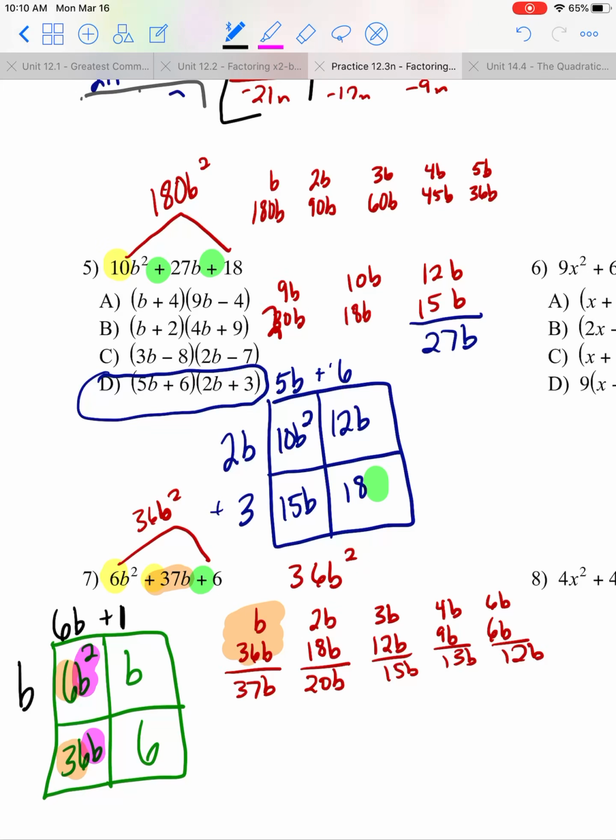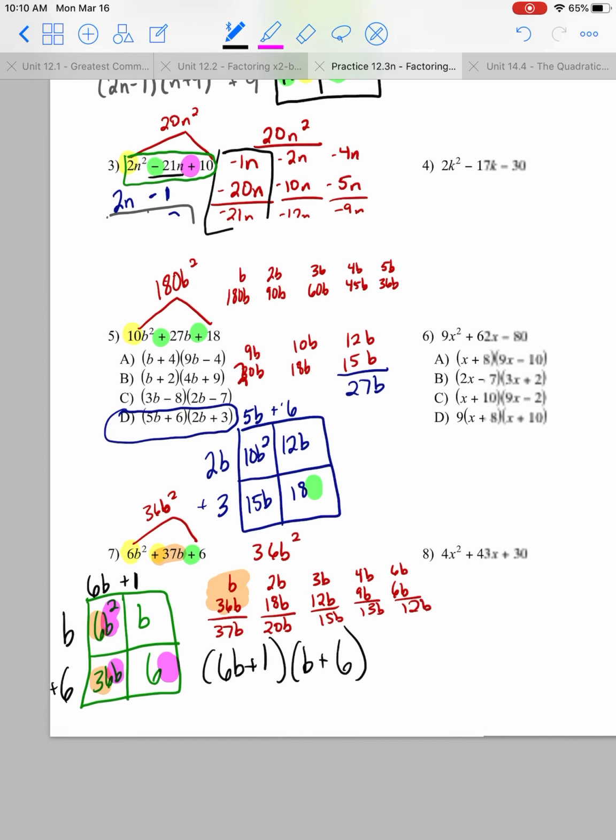Greatest common factor of 36b and 6. The greatest common factor of 36 and 6 is 6. I will not have a b included because I do not have a b here, so they don't have that in common. And that's a positive box there. So my solution is going to be 6b plus 1 times b plus 6. All right. Hopefully that's cleared up some stuff. Once again, if you all have questions, please let us know.